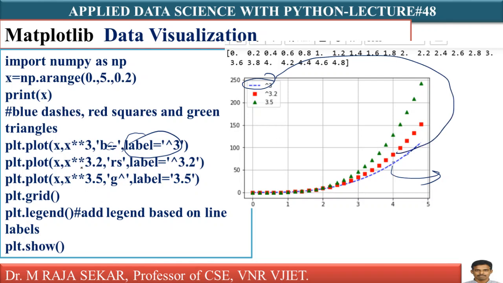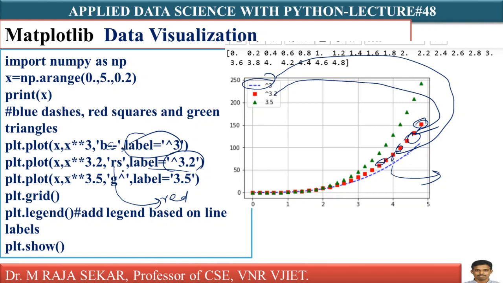Yes. Now, x power 3.2 with RS. R means what? Red color. S means what? Square. This is a red square, isn't it? Red square. R means red, S means square. I am giving the label 3.2. Just see, this is the label 3.2.